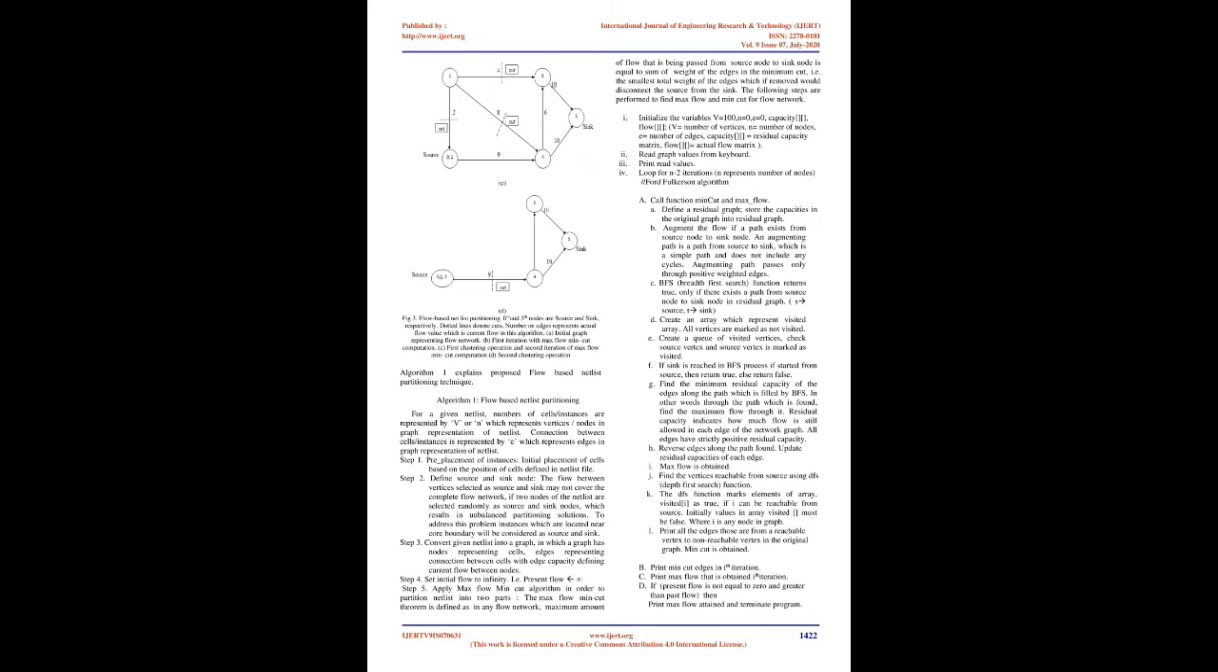Step 4. Set initial flow to infinity, i.e. present flow. Step 5. Apply max flow min cut algorithm in order to partition netlist into two parts.